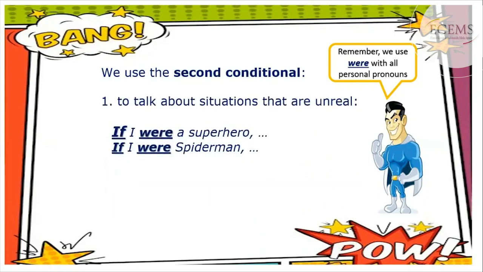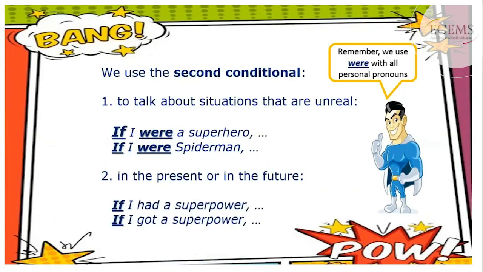To talk about situations that are unreal. If I were a superhero, if I were Spider-Man. In the present or in the future. If I had a superpower. If I got a superpower. And remember, we use were with all personal pronouns.